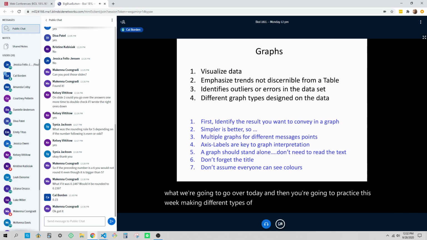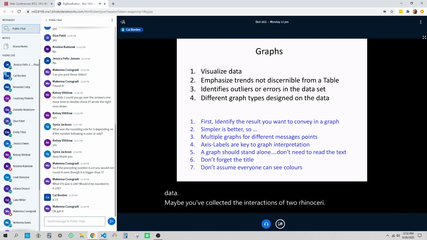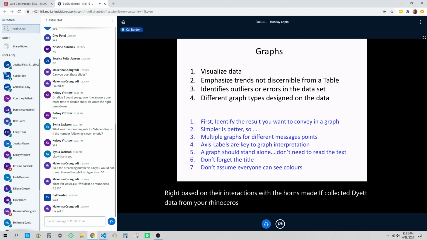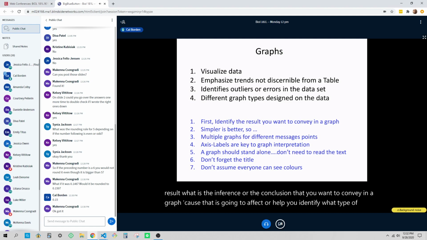Okay, so in a big picture, here's what you need to do. You've collected a bunch of data. Maybe you've collected the interactions of two rhinoceri, right, based on their interactions with the horns. Maybe you've collected diet data from your rhinoceros study, and now you want to visualize it. And so you need to think about, what is the information piece? What is the result? What is the inference or the conclusion that you want to convey in a graph? Because that is going to help you identify what type of graph will work best for me.